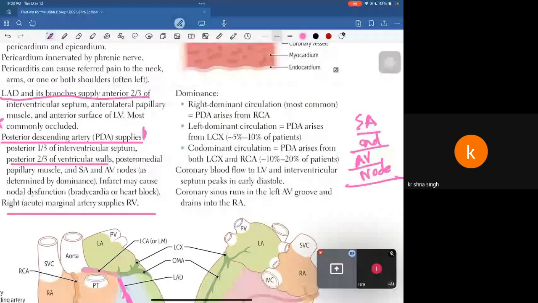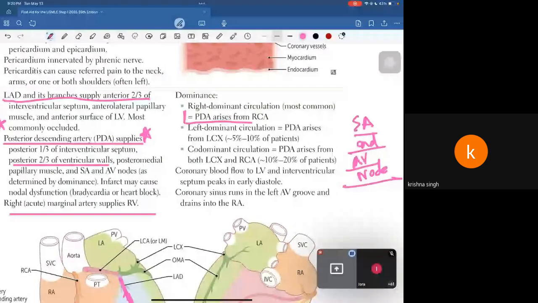Now we want to see which artery supplies the posterior descending artery. The posterior descending artery normally comes from the right coronary artery, right? Some people are right dominant, some people are left dominant. In left dominant, the artery comes from the LCX, right? So why is this important? Let me tell you. There are two types of heart attack: a right-sided heart attack and a left-sided heart attack. In the right-sided heart attack, the right coronary artery is affected. Whereas in a left-sided heart attack, the left coronary artery is affected.